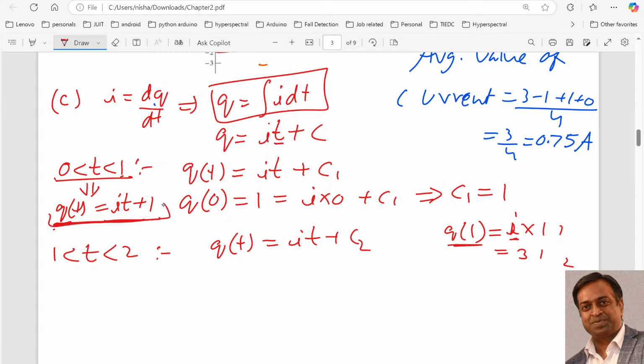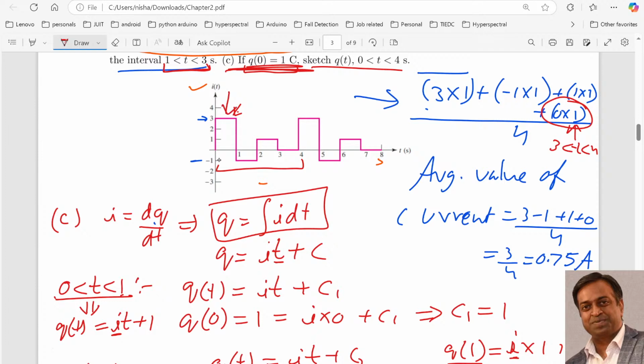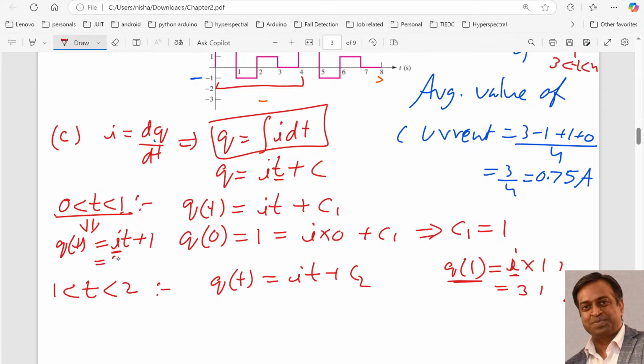If we substitute t equals 1 over here, or simply what we can do, over here we can put the value of i as 3, because in the interval from 0 to 1, i is 3. So simply we can put it as 3t plus 1. So our equation will become this. Now if I substitute the value of t as 1, I will get 3 into 1 plus 1, which is 4. So I get the value of q1, which is 4.